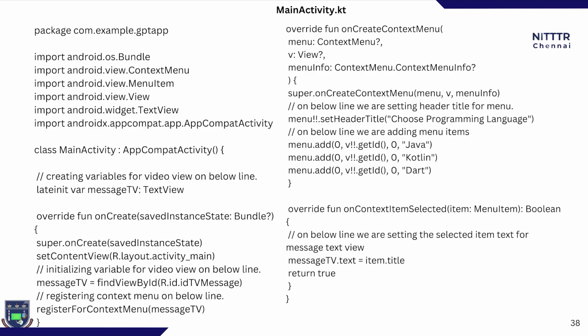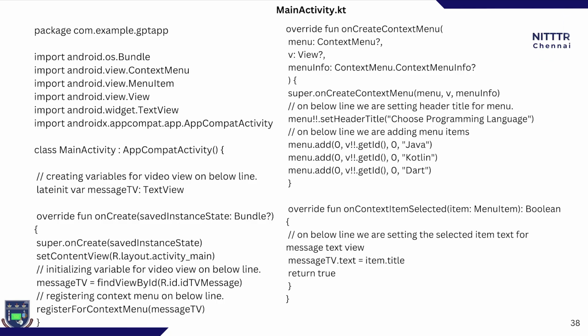In this code, the MainActivity.kt file, firstly we are creating the variable for the text view in which we will be displaying the item selected from the context menu. After creating the variable, we are initializing our text view variable named messageTV with its unique ID which we have given in the activity_main.xml file. After initializing our text view, we are registering for the context menu on our text view. We are passing the message text view to it because we have to display the context menu on our message text view.